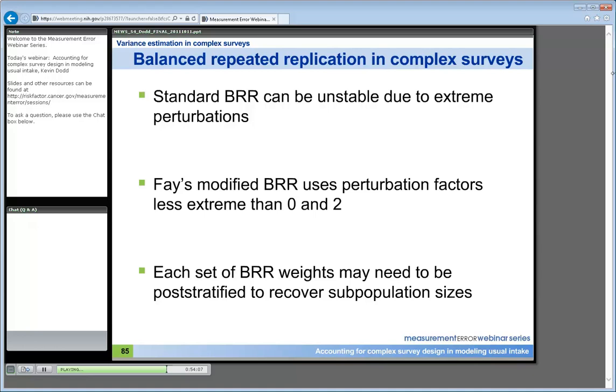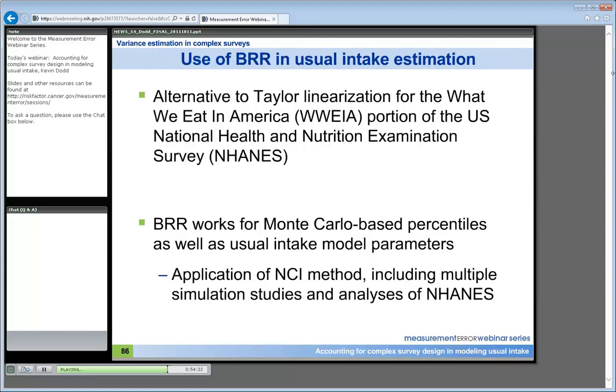So a modified BRR method was developed by Robert Fay at the U.S. Census Bureau, and it uses less extreme perturbation factors. So instead of 0 and 2, Fay's method might use 0.3 and 1.7 as its perturbation factors. And then you don't throw people out, you just downweight them and upweight them. And as in the jackknife and bootstrap methods, you may still want to be performing some sort of post-stratification adjustments to each BRR weight set, like you would for the original sample.